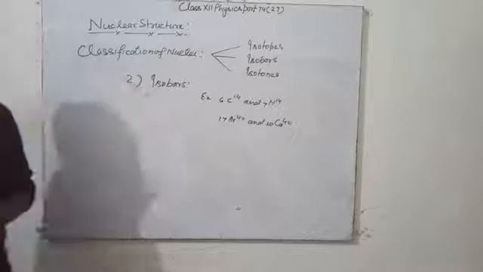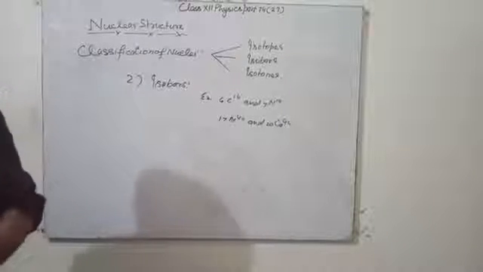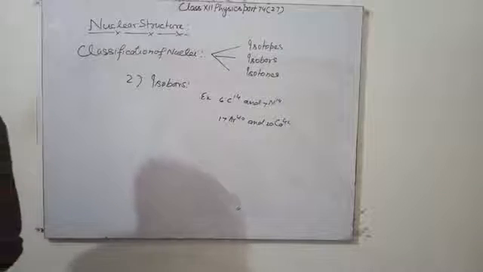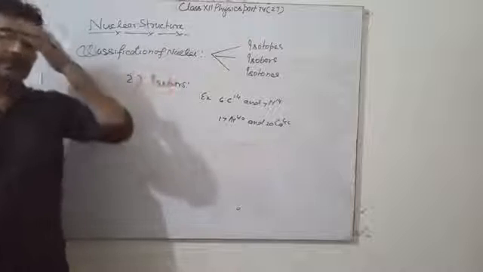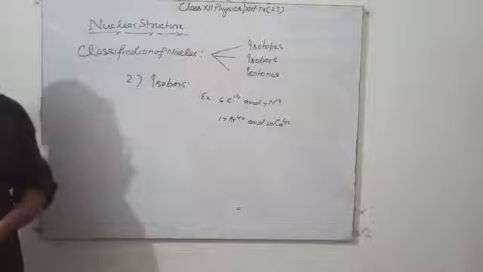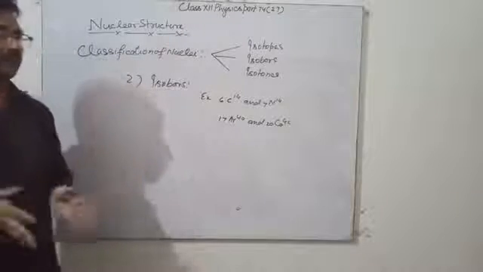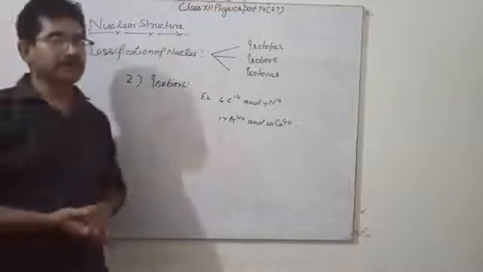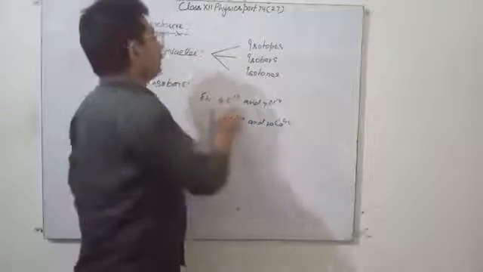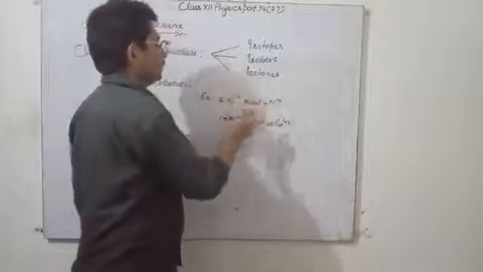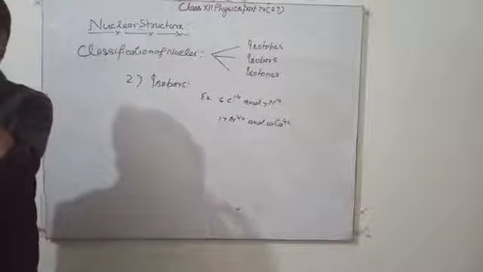They have different places in the periodic table because their atomic numbers are different but the mass number is the same. Their positions are different in the periodic table, so they have different chemical properties, but since the mass number is the same, they have the same physical properties.